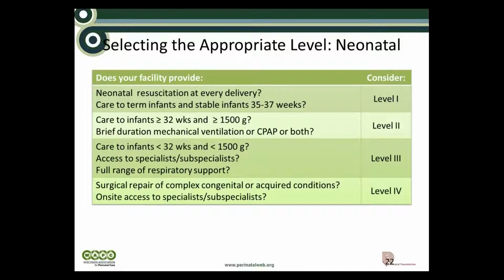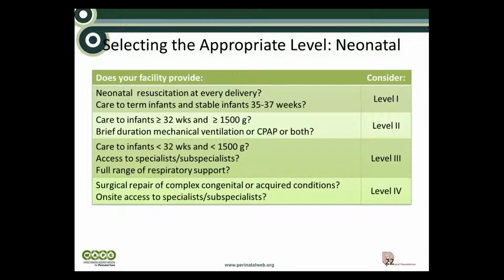And are there provisions, are resources available to provide brief duration of mechanical ventilation or CPAP or both? Less than 24 hours? If so, that's level 2. Now, for the facilities that can provide care to sicker infants, those less than 32 weeks, those less than 1,500 grams, they could meet the criteria for a level 3 designation.